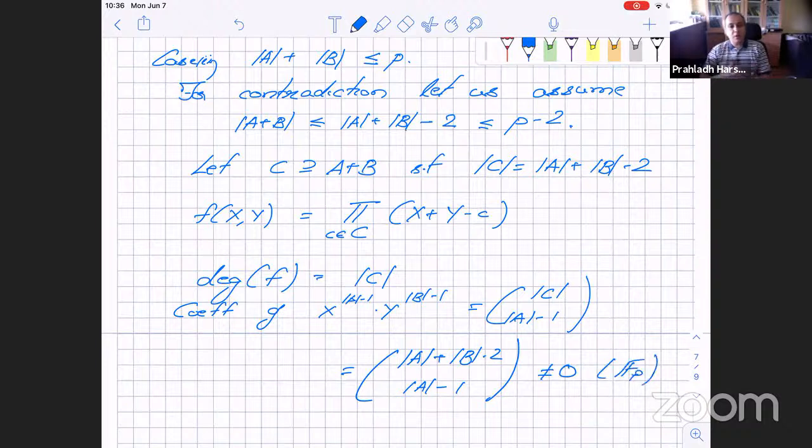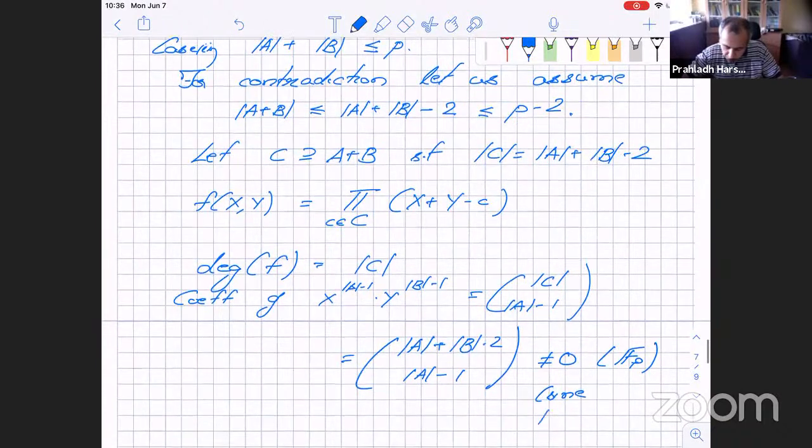As a binomial coefficient, notice this is an integer, but we are working in the prime field. So this could become 0 if this number was divisible by p. But this is not equal to 0 since mod a plus mod b minus 2 is less than p. So if you write this as the binomial coefficient, this number will never have multiples of p sitting inside it. Therefore, this coefficient is non-zero.